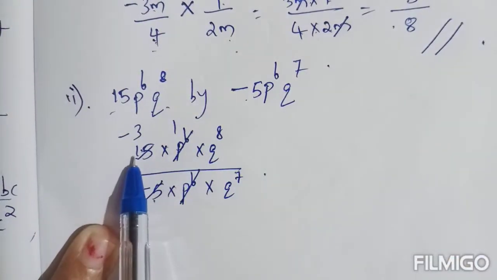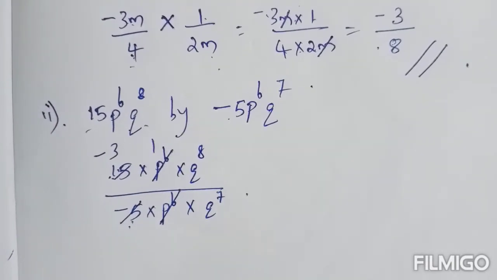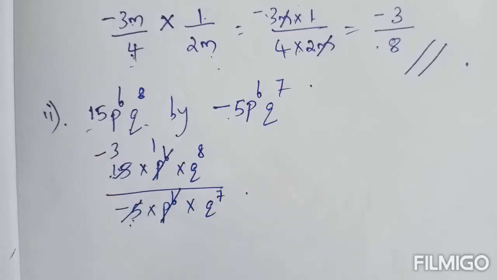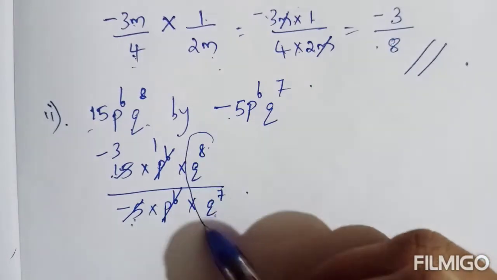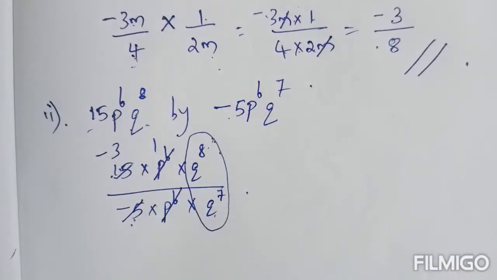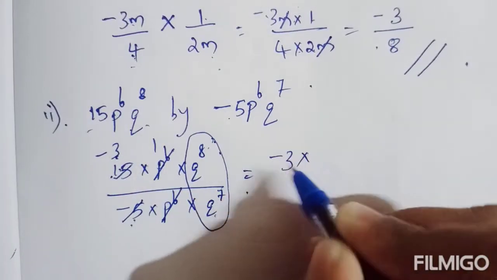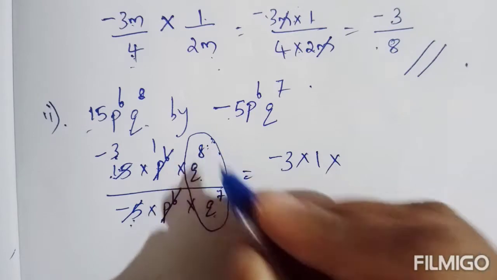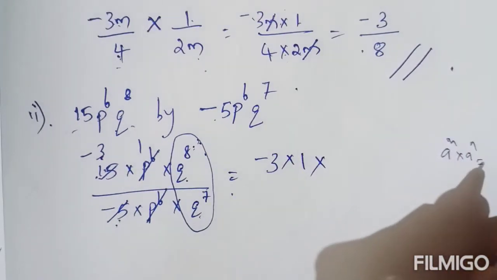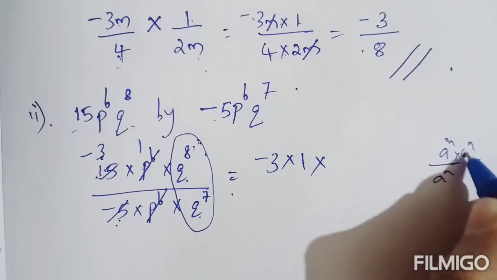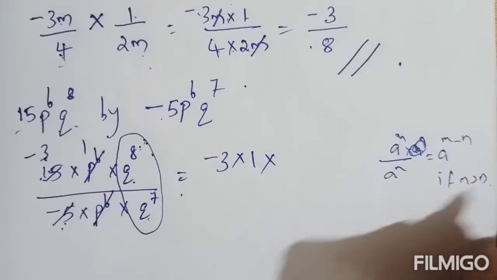15 by minus 5, you know it is minus 3. Division of a positive number and a negative number, you will get a negative number only. Okay, so minus 3 here. Next q raised to 8 by q raised to 7 we can divide because they are exponents having the same base. We can use quotient law. Okay, so minus 3 into 1 into q raised to 8 by q raised to 7. a raised to m divided by a raised to n equal to a raised to m minus n if m is greater than n.